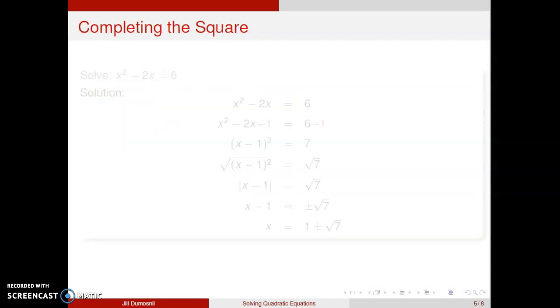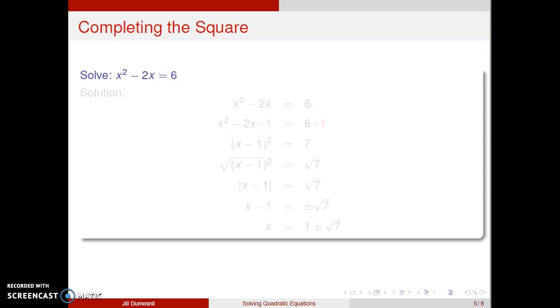Now let's consider an example in which we do not already have a perfect square on the left-hand side of the equation. Solve the equation x squared minus 2x equals 6. This is clearly a quadratic equation. If we put the quadratic in standard form, we would get that x squared minus 2x minus 6 equals 0, and that quadratic expression is not factorable.